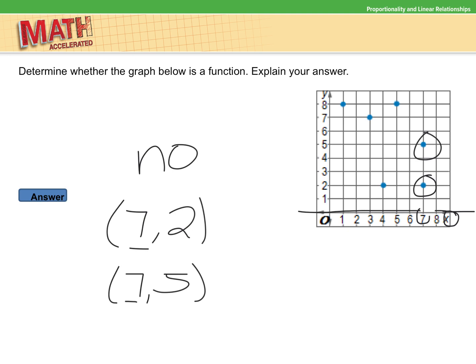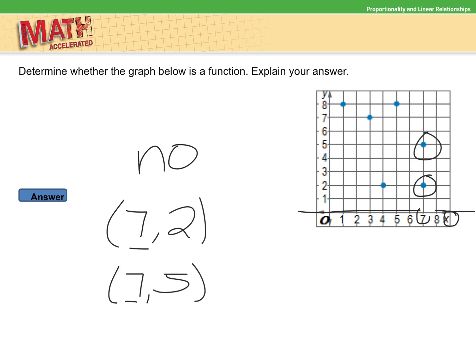Okay? Everyone, hold up your pencil vertically. Which way is vertically? This way. Up and down. This is horizontal, this is vertical. Okay? Put it on your graph. This is called the vertical line test.